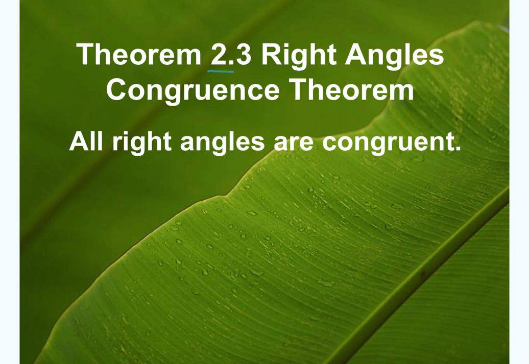Theorem 2.3, remember, the number is not important, but the name of it is right angle congruence theorem. And what it says is that all right angles are congruent. Now, if you forget the name, if you don't know right angles congruence theorem, you can simply write out all right angles are congruent.